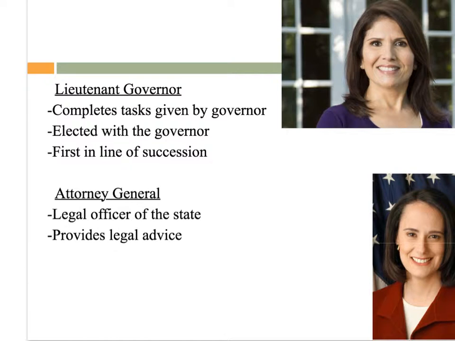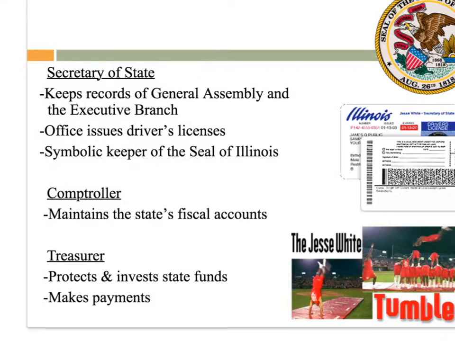Illinois Attorney General is the legal officer of the state, Lisa Madigan, and also provides legal advice. And probably your favorite executive office at the moment is the Secretary of State, because you are all hoping to get your driver's license very soon. The responsibility of this office is to keep records and also issue driver's licenses. It is also the symbolic keeper of the seal of Illinois.